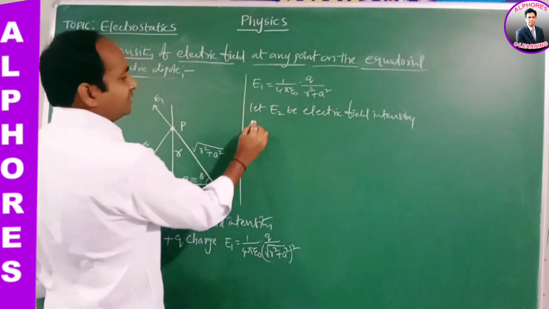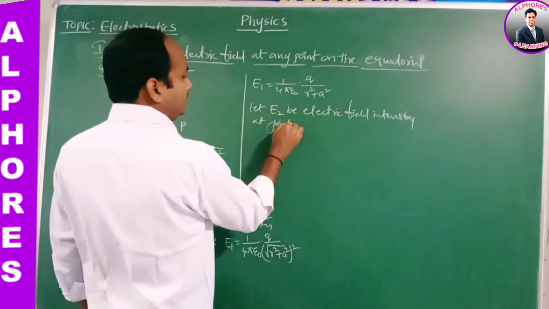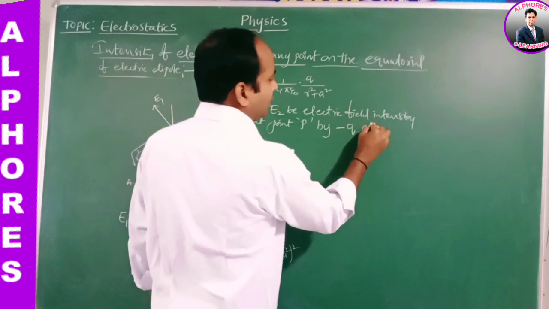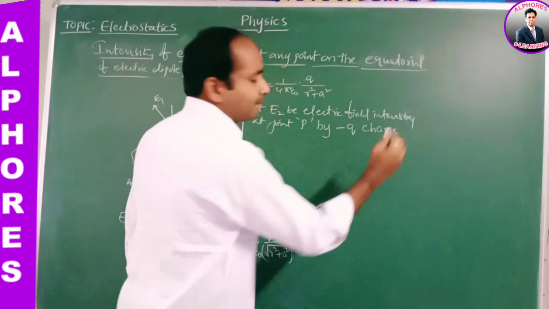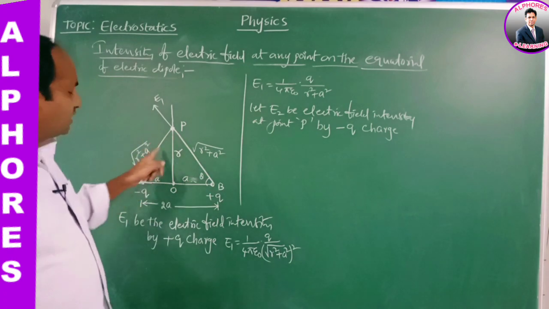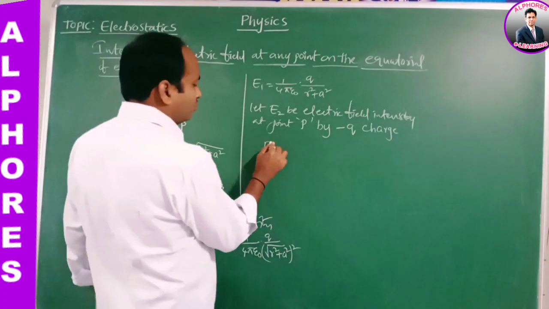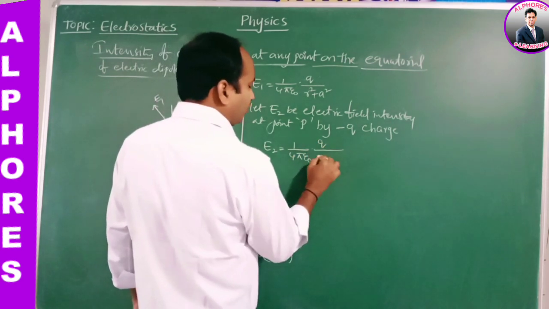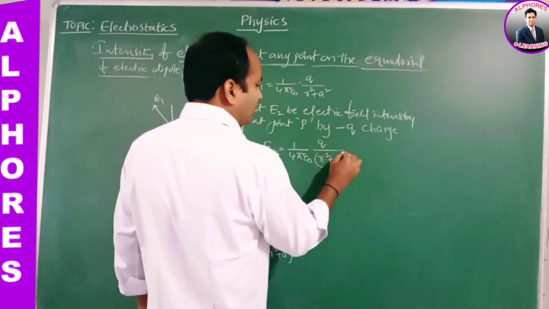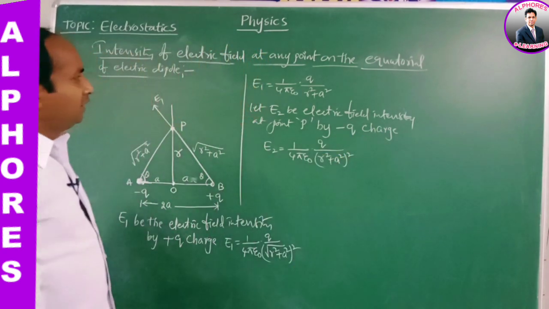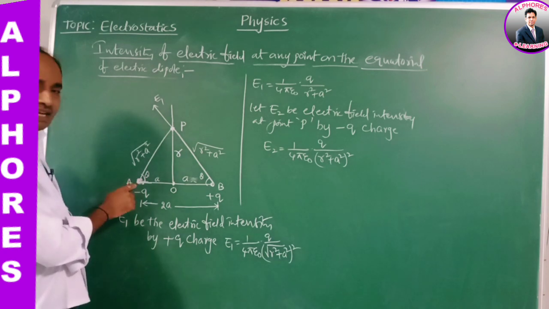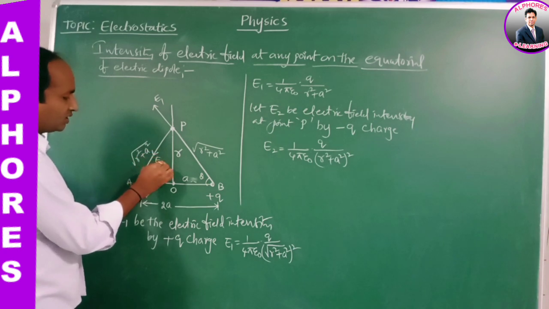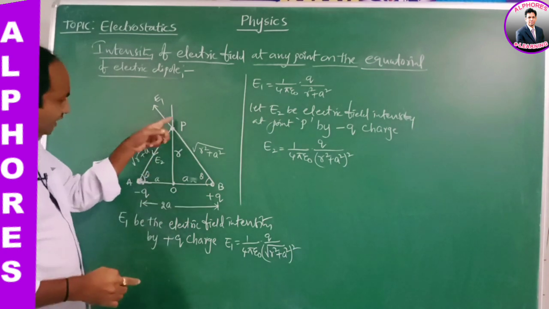Electric field intensity at point P by the negative charge, by the minus Q charge. What is the distance? Again the same distance. So E2 is equal to 1 by 4 pi epsilon naught, again q by (r square plus a square) whole square. Here they are the same magnitude, but the direction is inverse, radially inverse. This is the direction of E2, towards the charge. Positive charge outwards, negative charge inwards.